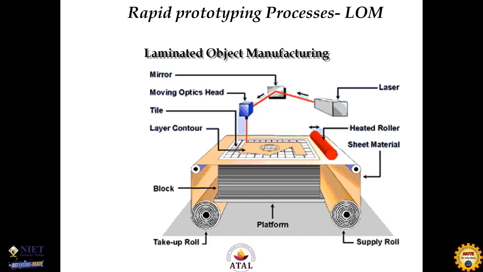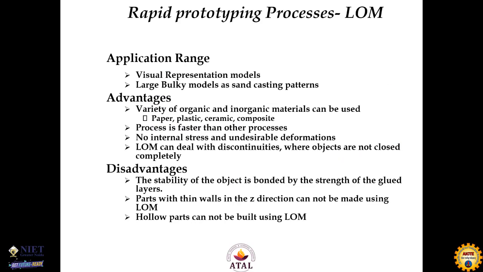Between these two operations, the first layer and second layer, some bonding material is required for pasting the two sheets. There is limited use of this laminated object manufacturing process due to material limitations. The application range is visual representation models and large bulky models such as sand casting patterns.